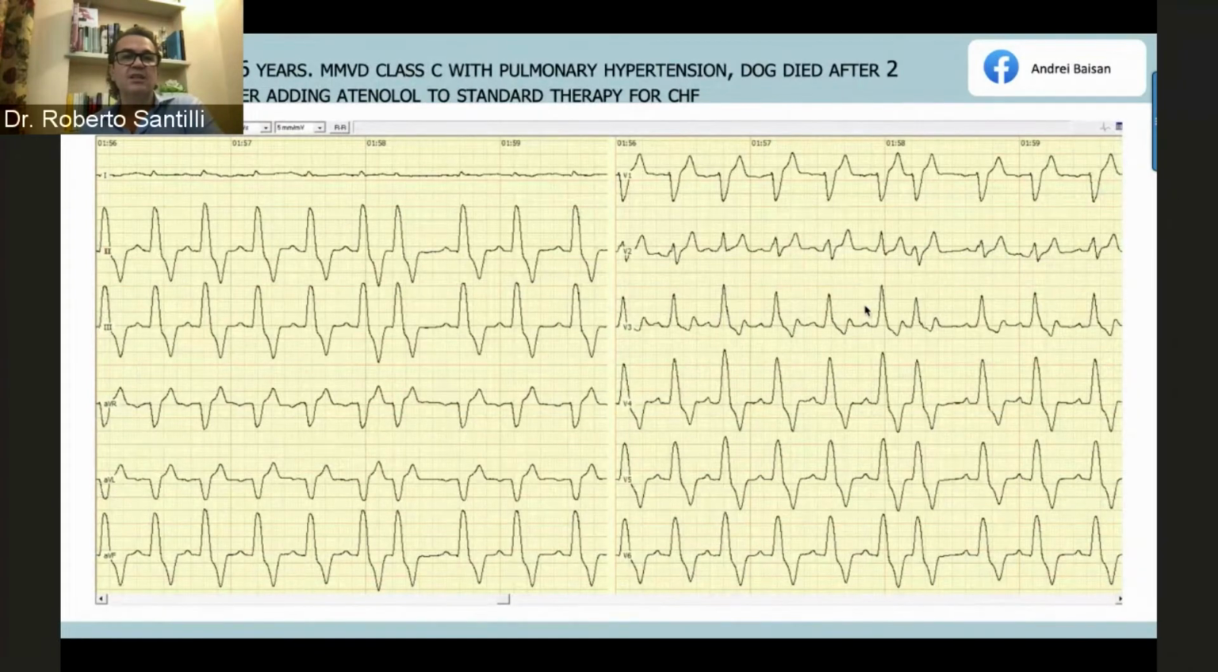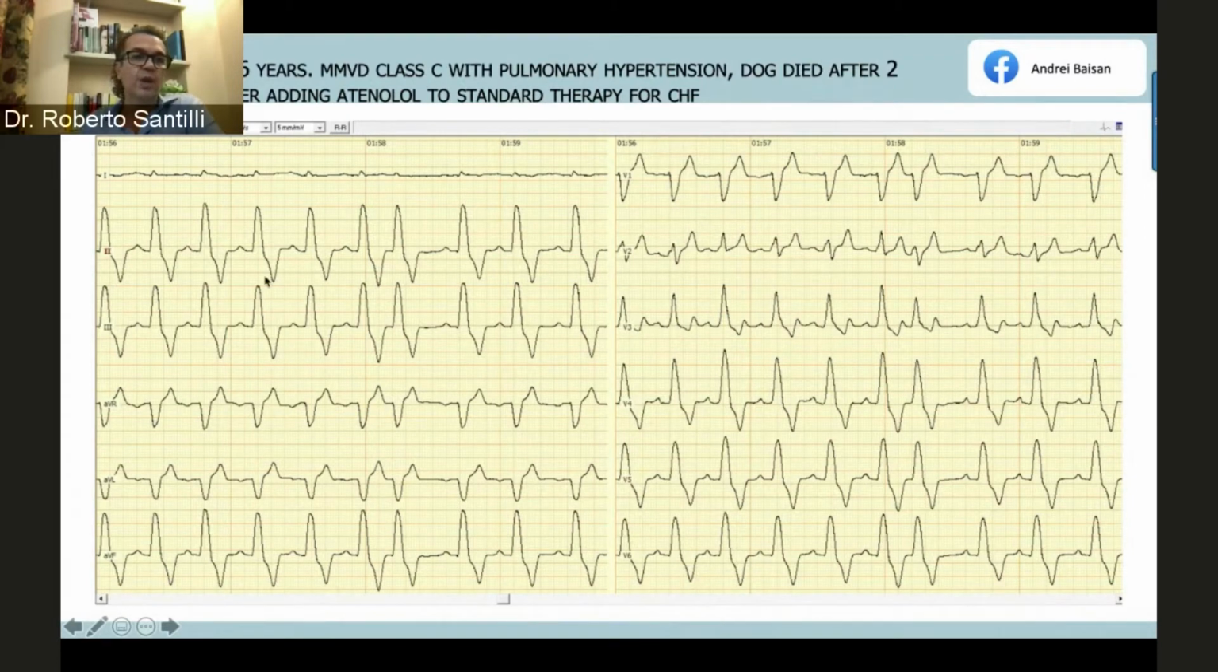This is a 16-year-old dog with a pulmonary hypertension, and this dog died a few days after starting an antiarrhythmic treatment. And here again, I think it's very similar to the previous ECG, because we have leads from V1, V2, V3, AVR, AVL, and AVF, and then V1 to V6. So it is using our system because I can see a normal axis for V1 and from V2 to V6.